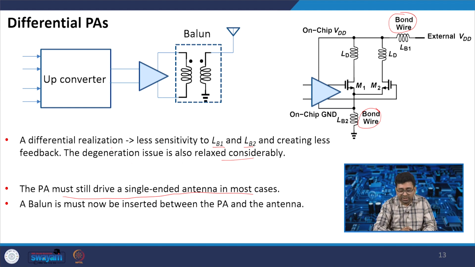We do not have a differential antenna. So, you need to introduce the balun at the output stage after the power amplifier. So, there are two ways: you can either use a balun before the power amplifier or a balun after the power amplifier. Now, a balun after the power amplifier or before the amplifier will add loss.